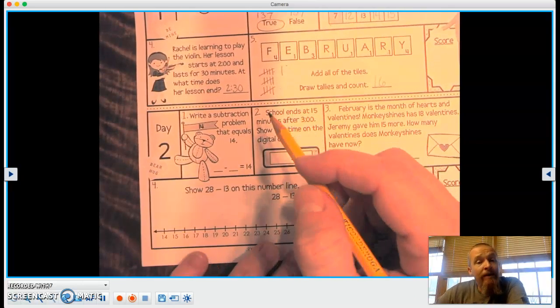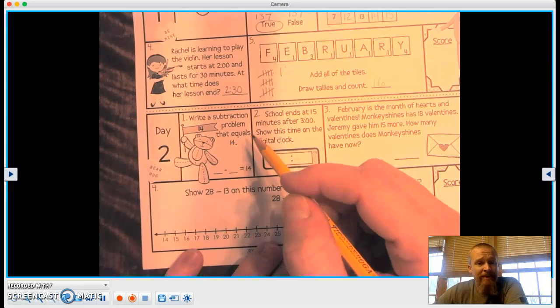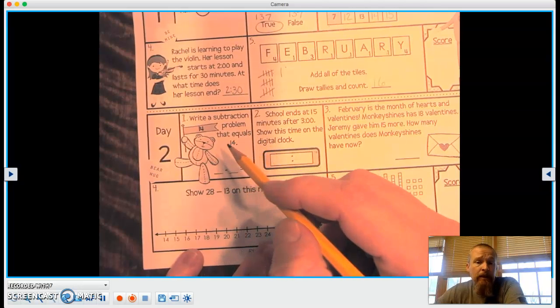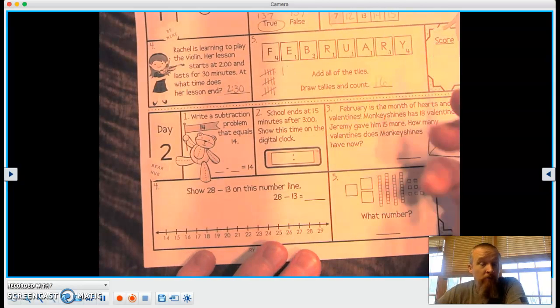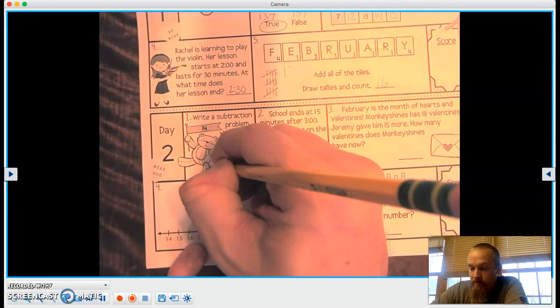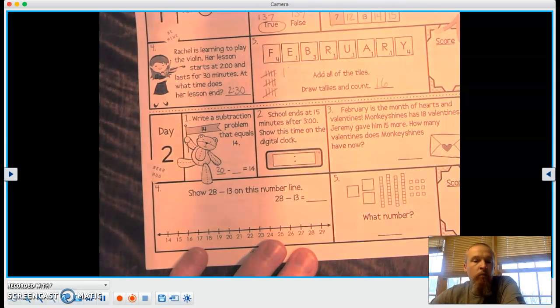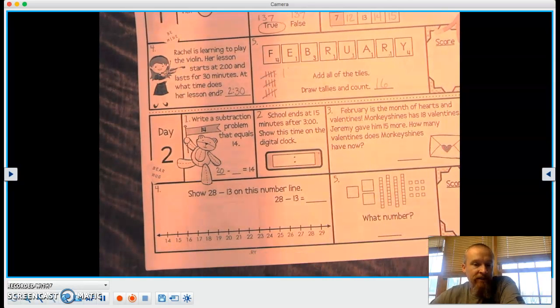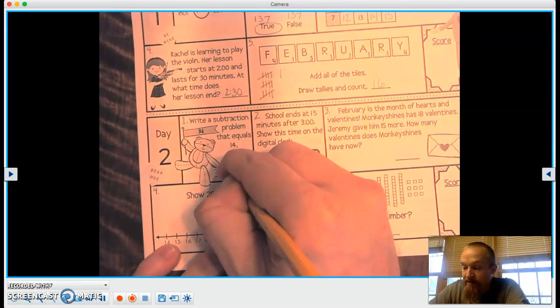Problem number 1. Write a subtraction problem that equals 14. Well, we could do 15 minus 1. That would make it pretty simple, right? Let's take 20. 20 minus what equals 14? Well, let's count up from 14. So we go 15, 16, 17, 18, 19, 20. So this should be a 6.